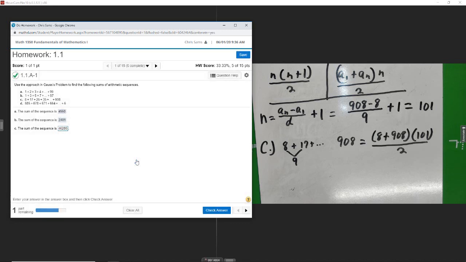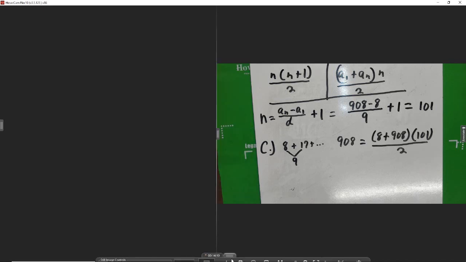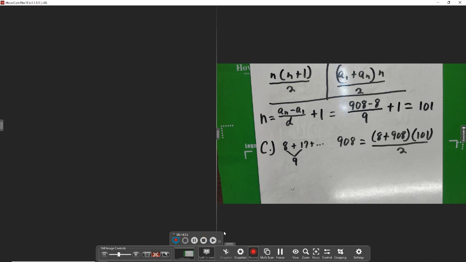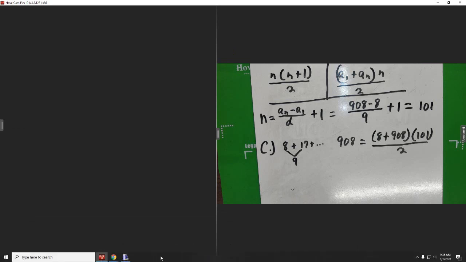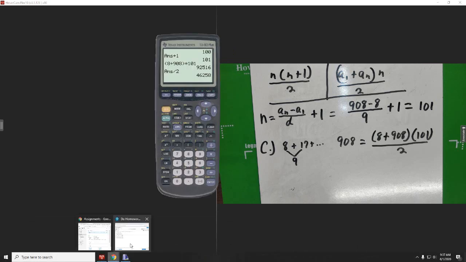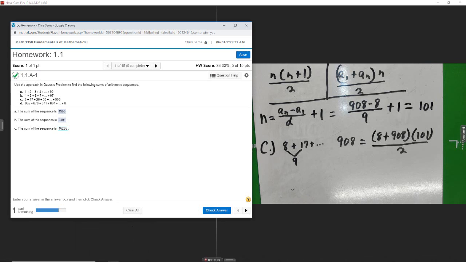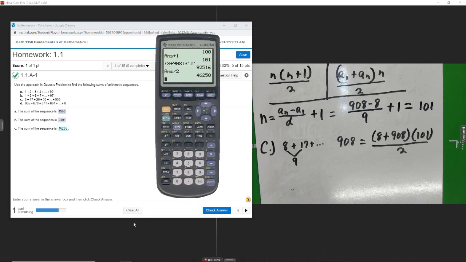Okay, so I made an error somewhere. Let me look at this again. Look at the calculator, make sure I didn't type something in incorrectly. It's not the calculator. Okay, 8 plus 908 looks good, 101 terms. Okay, so let me just verify it with the other method that I would use.